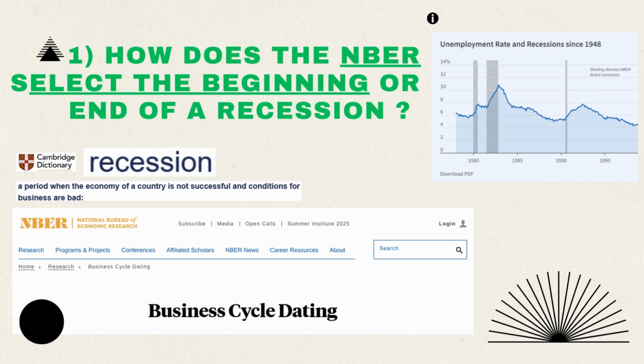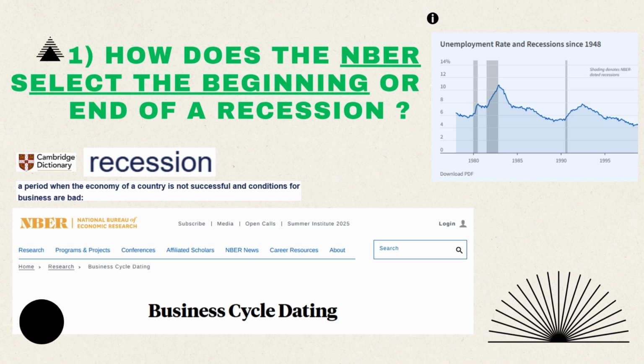How NBER selects the start and the end dates of a recession: the NBER doesn't use the common two-quarter GDP decline rule. Instead, they use the Business Cycle Dating Committee's three criteria points. What are these criteria points? We have depth, diffusion, duration.